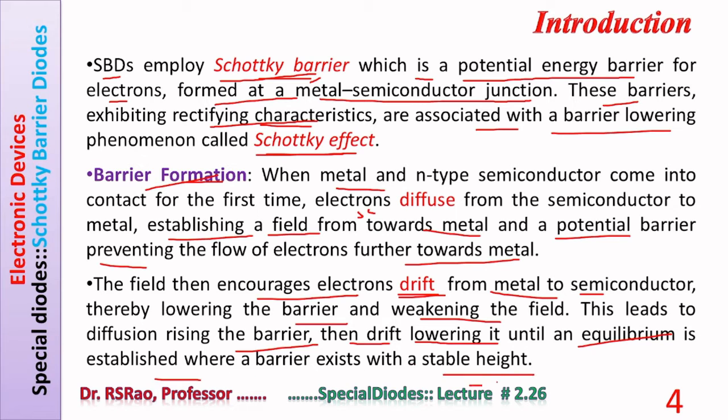with a stable height. So initially there exists diffusion when metal and N-type semiconductor are brought in contact with each other. Electron diffusion takes place, then electron drift takes place in the opposite direction, then diffusion, then drift. It continues for some time until there exists an equilibrium, a barrier with a stable height.